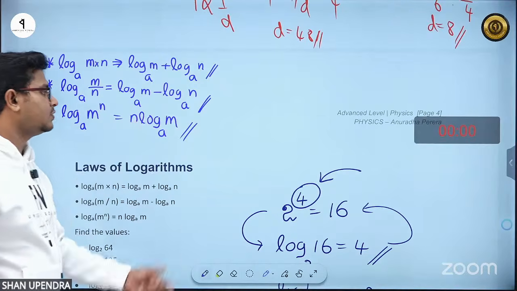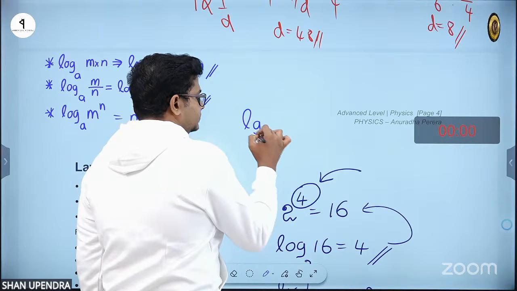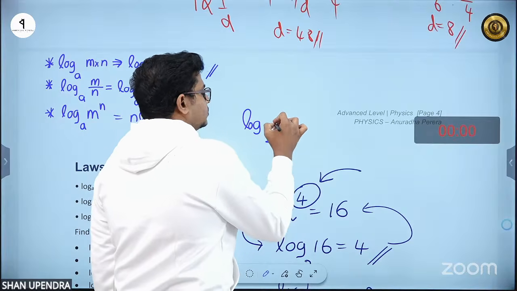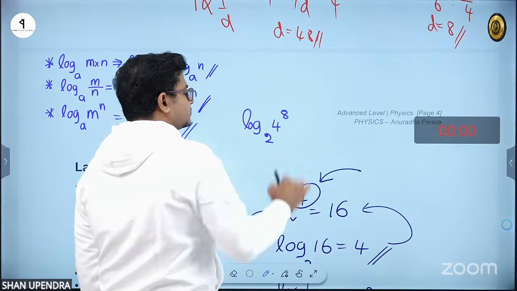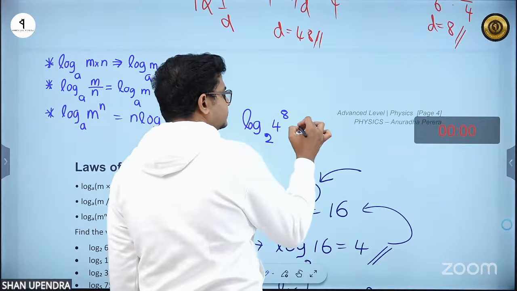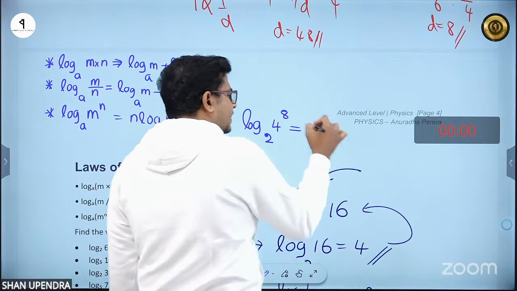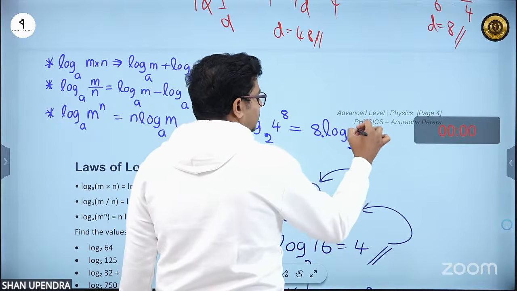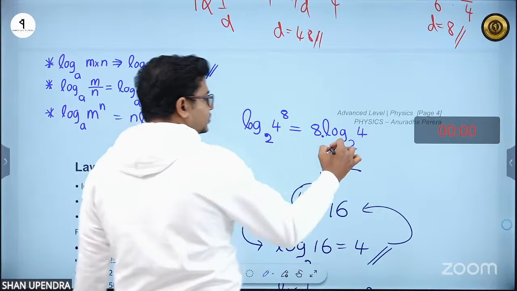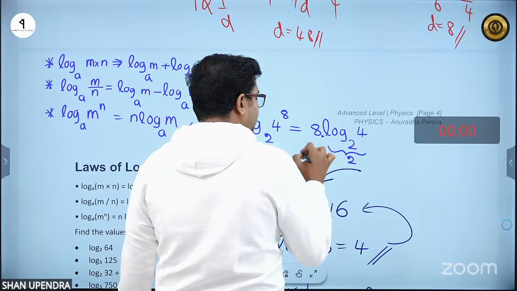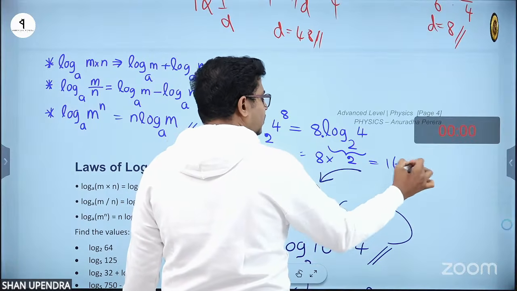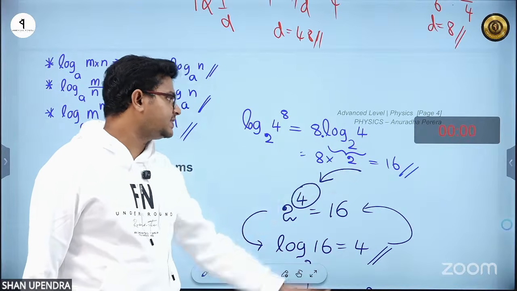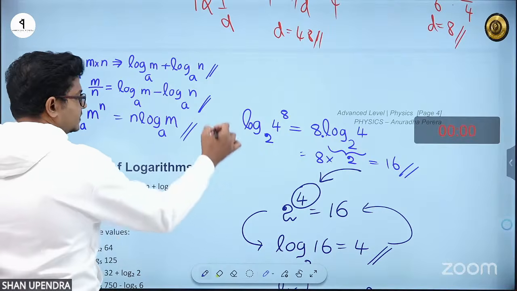As an example, let's take log base 2 of 4 to the power 8. No need to think about the base, I can take that 8 in front of the log term, just a multiplication: 8 times log base 2 of 4. Log base 2 of 4 is actually 2. Then 8 into 2 is 16. So the answer is 16. This is an example for this one.